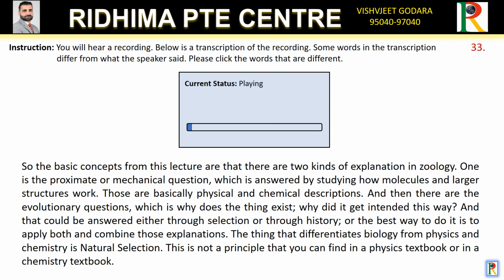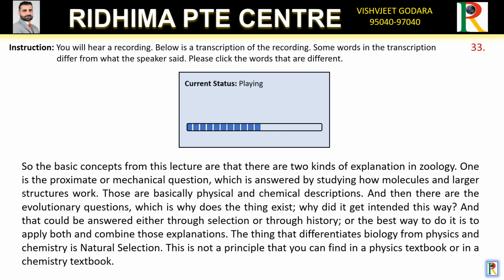So the key concepts from this lecture are that there are 2 kinds of explanation in biology. One is the proximate or mechanical question, which is answered by studying how molecules and larger structures work. Those are basically physical and chemical explanations. And then there are the evolutionary questions, which is why does the thing exist? Why did it get designed this way?